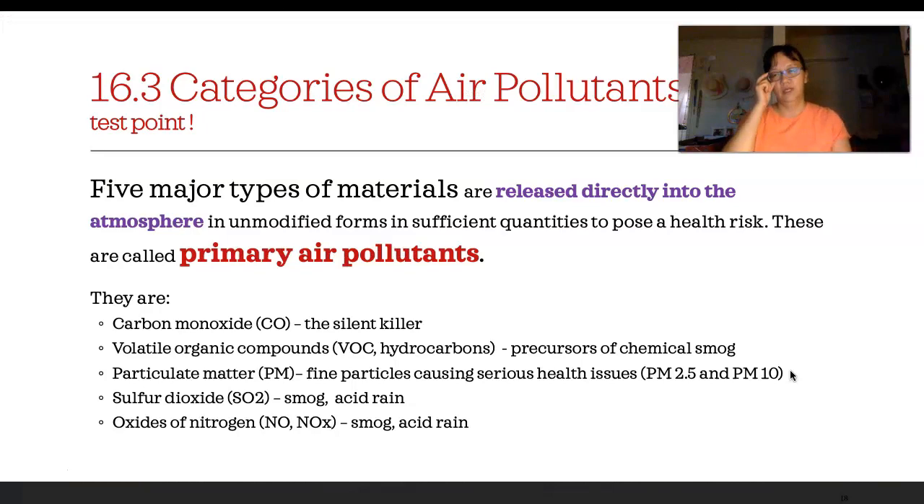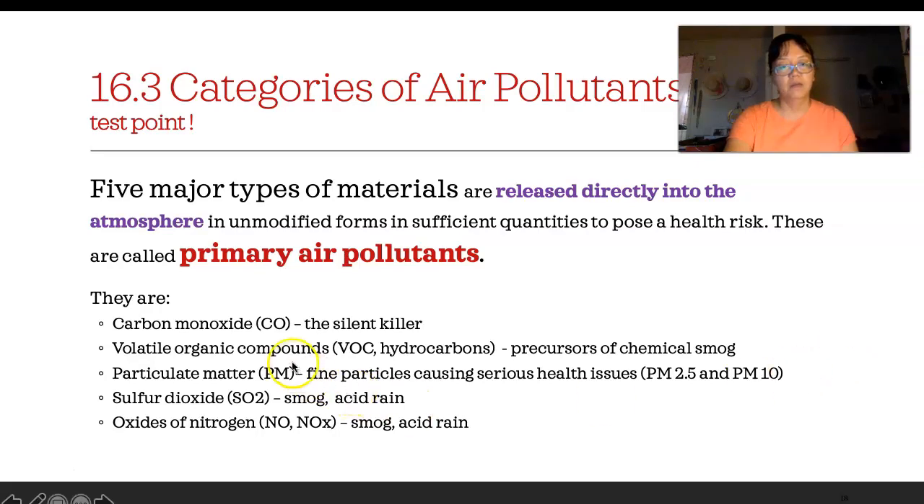Now, you can see I put a funny face here, and I put test point here. So this is my test point. The test point means you definitely need to know, understand, and remember. So the 5 major types of materials are released directly into the atmosphere in unmodified forms. Those are called primary air pollutants.